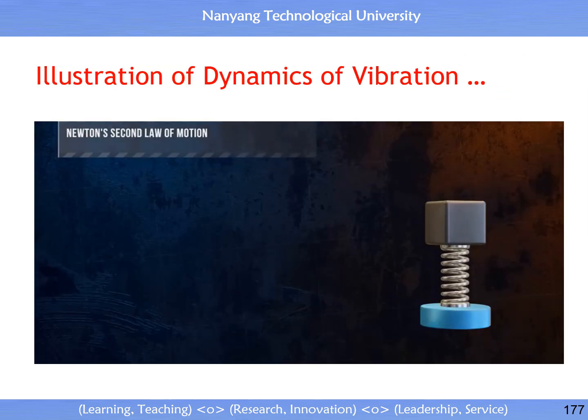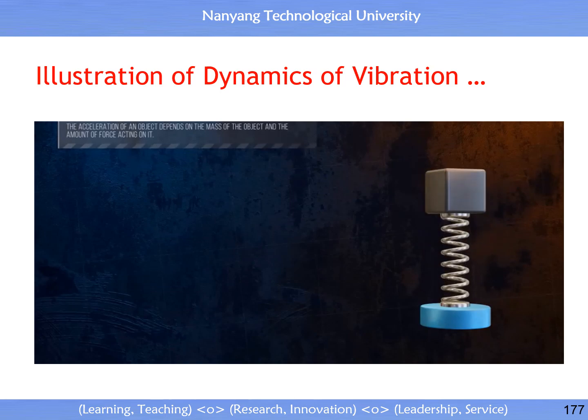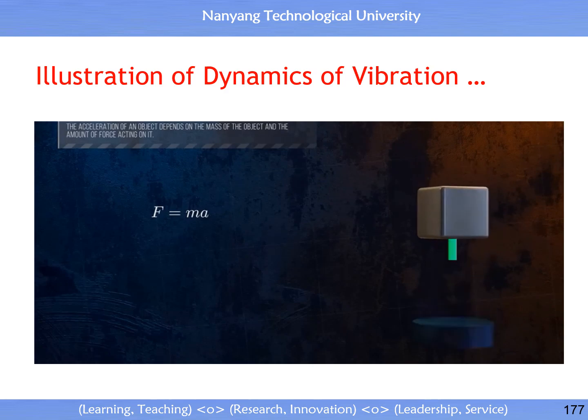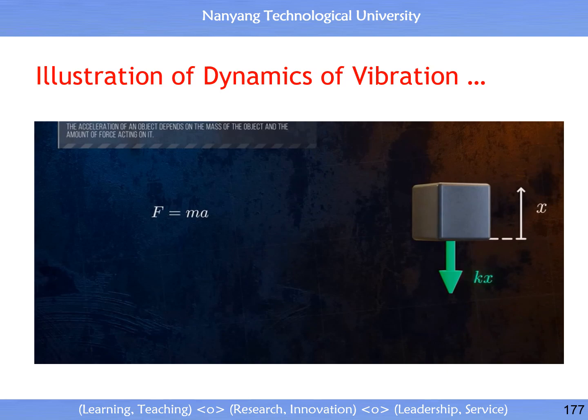The sum of the forces acting on a mass is equal to the product of its mass and its acceleration, F equals ma. We can figure out the sum of the forces acting on the mass by drawing a free body diagram. There is only one force, the force exerted by the spring, which is equal to the displacement x multiplied by the spring stiffness, k. And so, we obtain the equation of motion for the system.